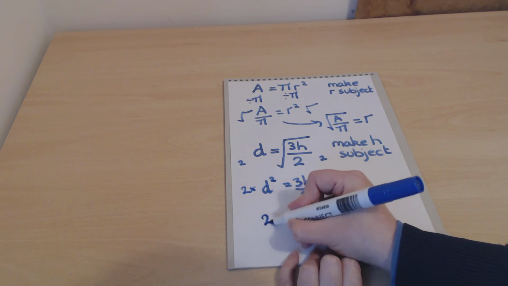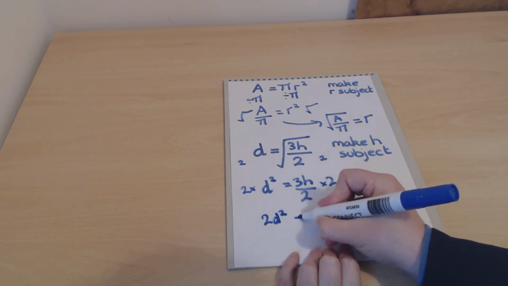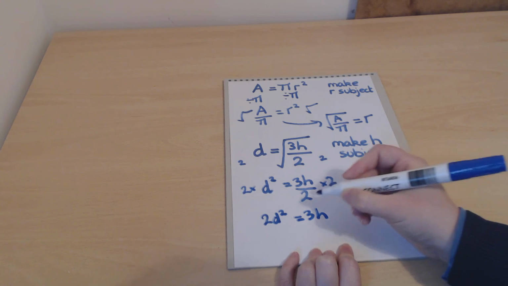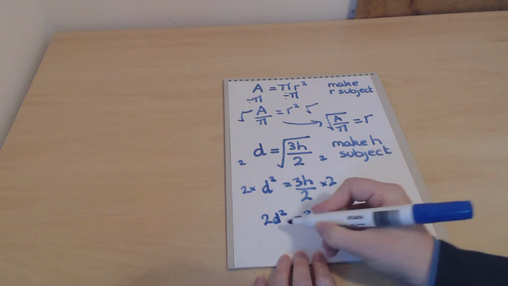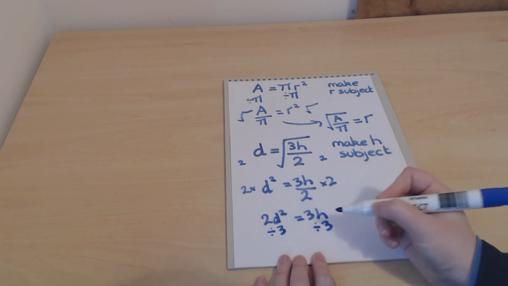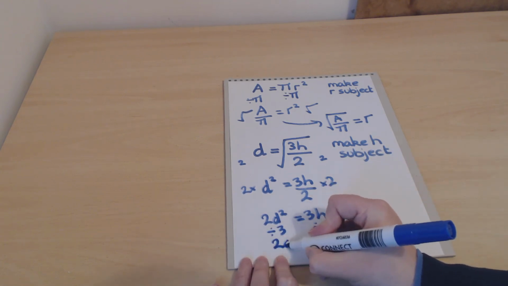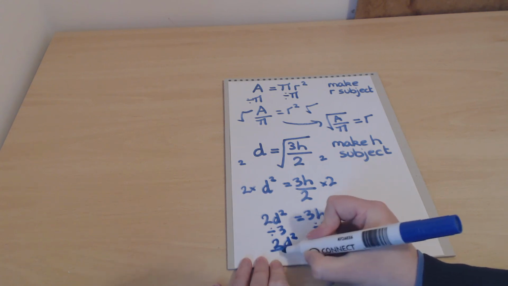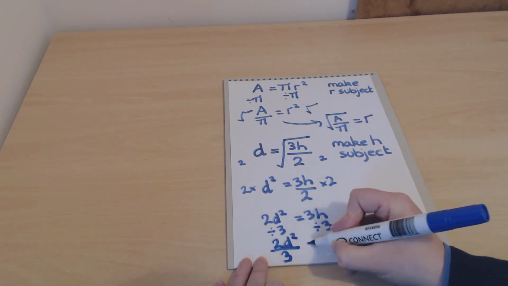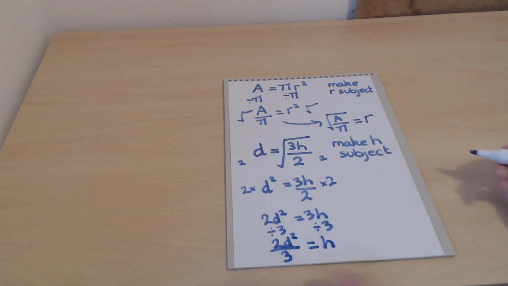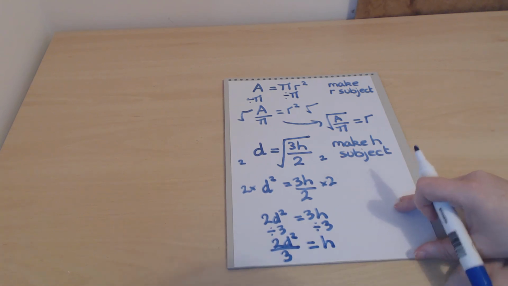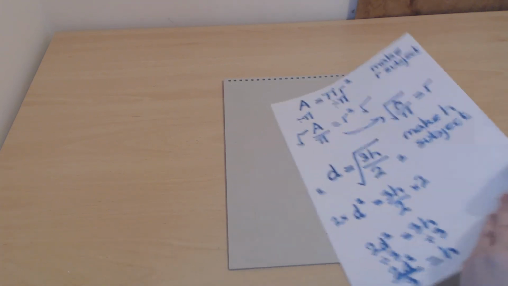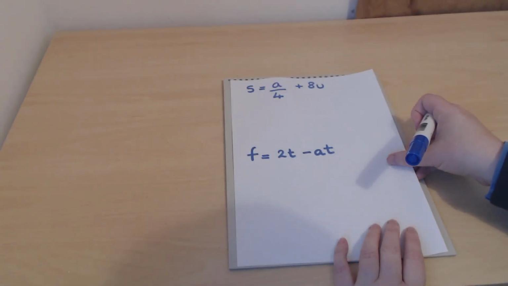So that gives us 2d squared equals 3h. And then finally, that's 3 times h, so we're going to divide by 3 here. So we've got 2d squared divided by 3. And that equals h, which actually stands for height in this particular formula, but it doesn't really matter what the formula is. Okay, so we'll just look at 2 more, just to give you plenty of experience here.